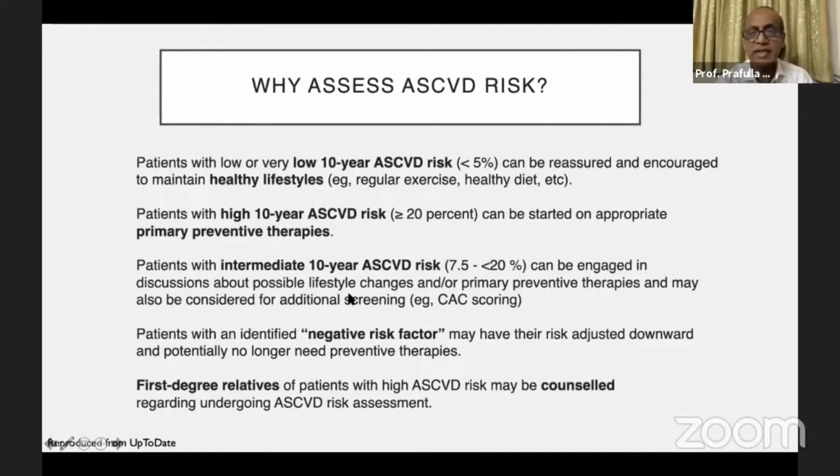And whether she belongs to the intermediate risk group, where we can just engage in a discussion and not necessarily prescribe primary preventive therapies. By primary preventive therapies, we mean statins and aspirin. And we could resort to further workup, so to say. Or for that matter, whether she is a negative risk factor. By that, I mean, for instance, if you have done a coronary artery calcium scoring and she's got a 0 score, we can confidently tell her that she no longer needs any preventative therapies. And finally, very often, some of them might have first-degree relatives who have high ASCVD risk. And how do we go about counseling that patient?